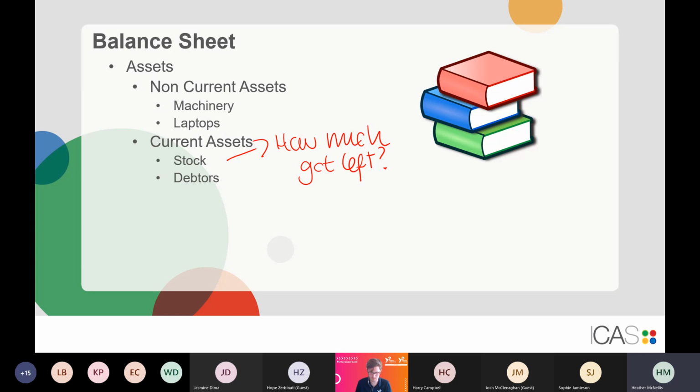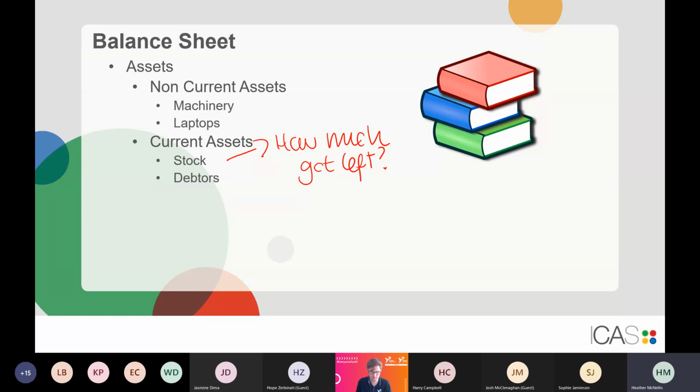So it all feeds through. The balance sheet and the profit and loss account are very interactive. So you're thinking about, well, if I've got loads left, maybe I should have spent more on advertising to sell them on, or maybe I just made too much, so then my cost is too high. Okay, so there are different ways of thinking about this. I want you to think about how much you have got left. What does that mean for your business?